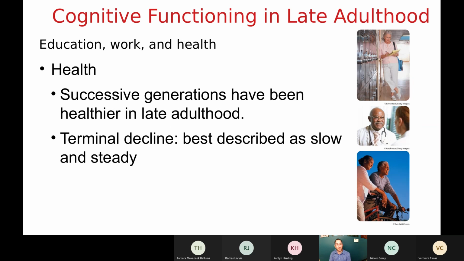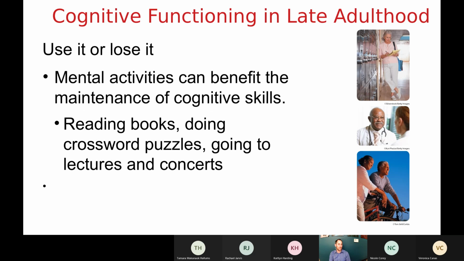So successive generations have also been more physically healthy. Research in nutrition, exercise, things like that have helped along the way. While we used to talk about a more dramatic terminal decline at the end of life, now for most people who are physically aging, it's a slow, steady process of slowly losing capacities rather than all at once. And it's extending later in life.